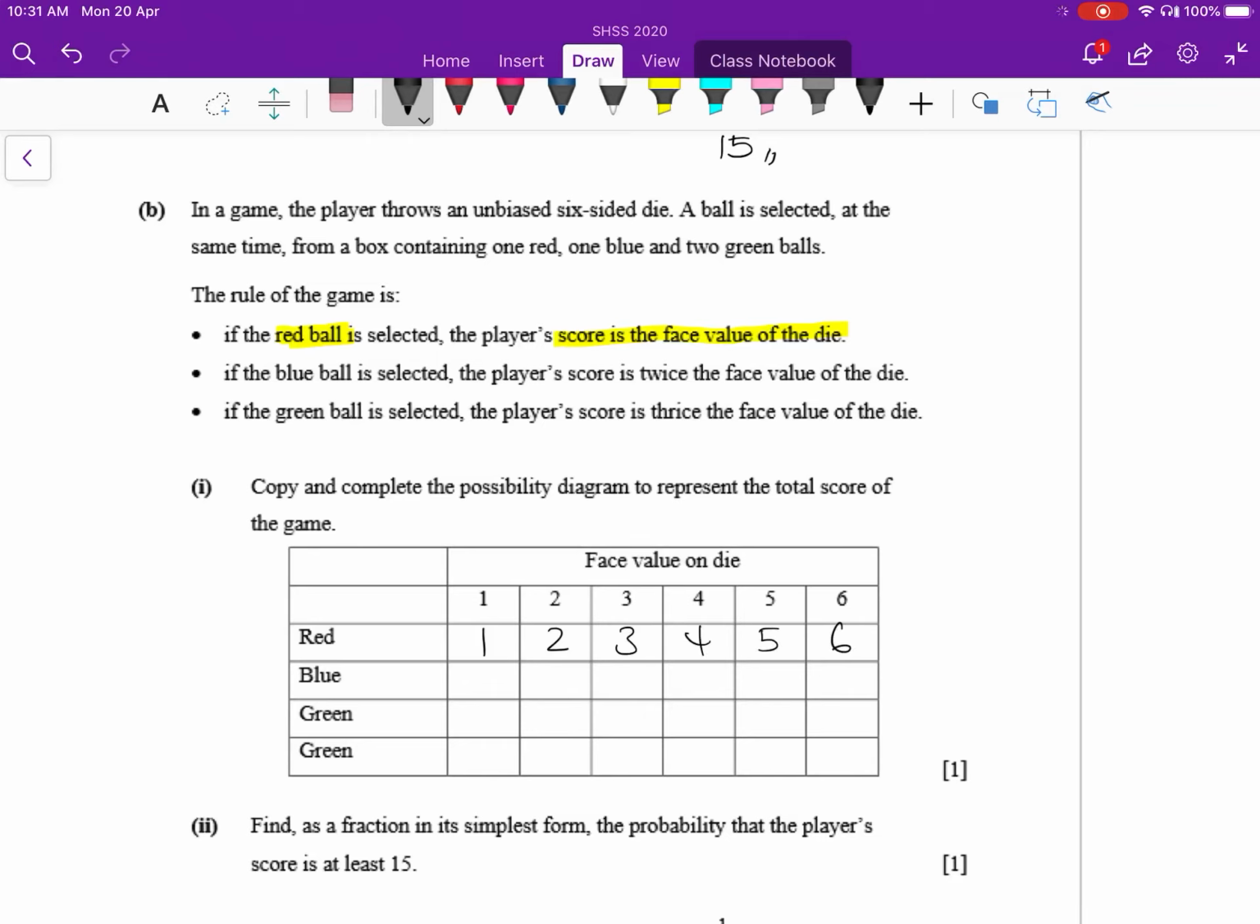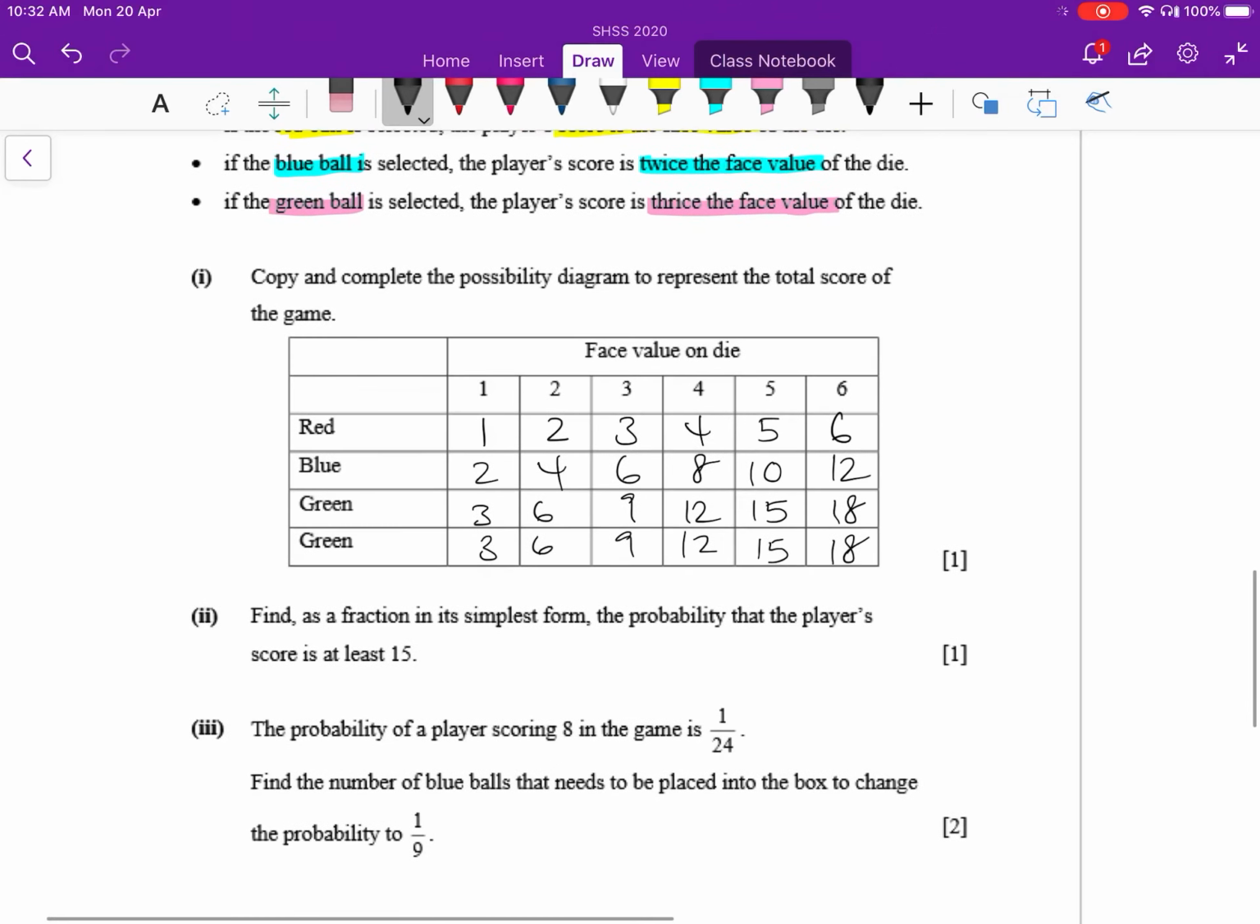Done. If the blue ball is selected, the player's score is twice the face value. If it's twice the face value, it will be 2, 4, 6, 8, 10, 12. Now, if it's the green ball that is selected, it is thrice the face value, means multiply by 3. So this is 3, 6, 9, 12, 15, 18. Same for this. 3, 6, 9, 12, 15, 18.